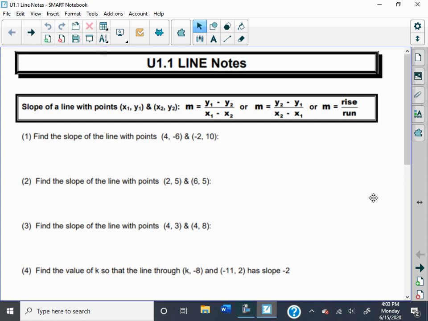We are going to go ahead and start the first unit, which is on functions. We're going to start with lines, and then we'll go into quadratics, and then polynomials. So we'll start this week, and then finish next week, and then we'll have a test. I think it's next Thursday.